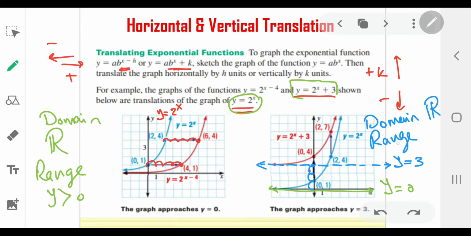Sorry, the place is very tiny. y is greater than 3.